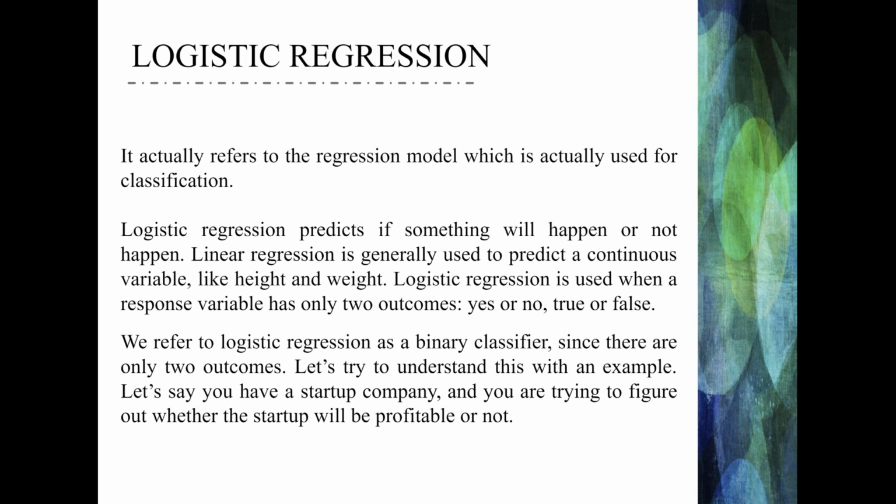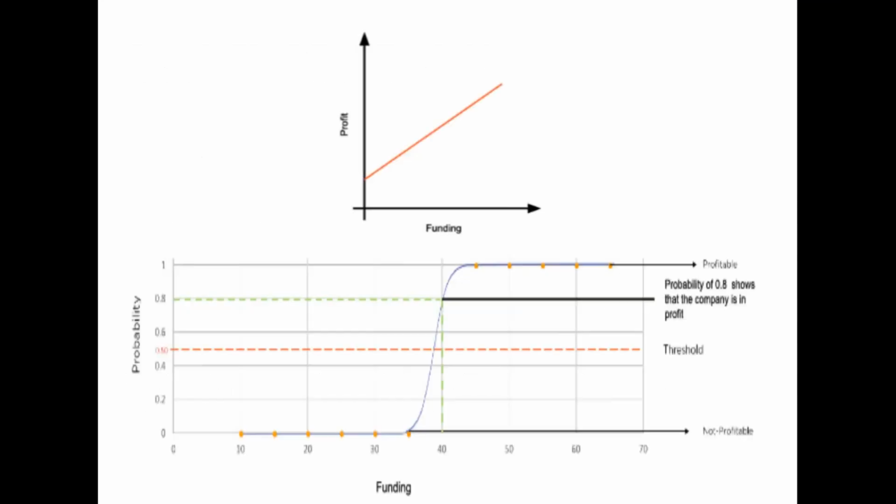Firstly, I'm going to speak about the logistic regression classifier. Logistic regression predicts if something will happen or not happen. It is used when a response variable has only two outcomes, yes or no, true or false. We refer to logistic regression as a binary classifier. Let's try to understand this with a very simple example.